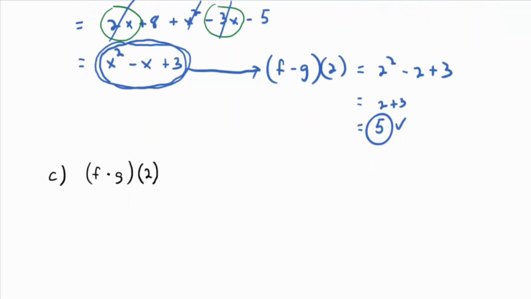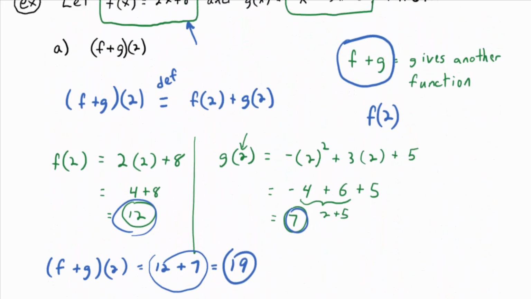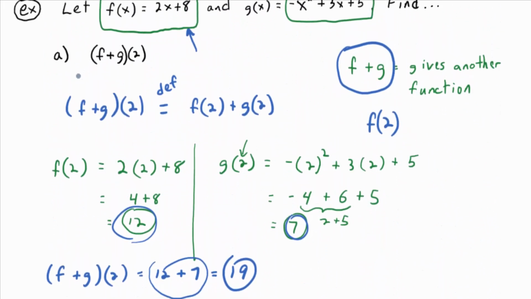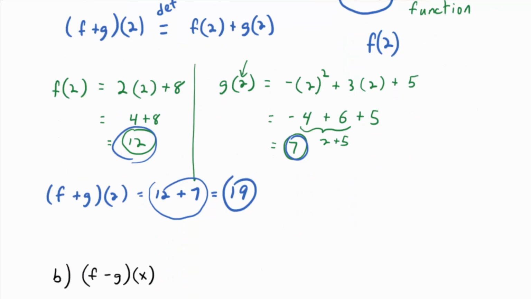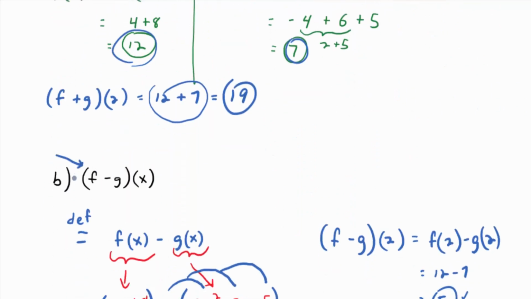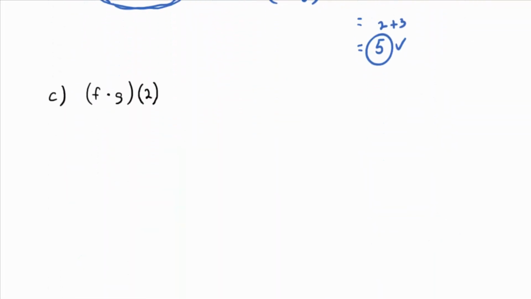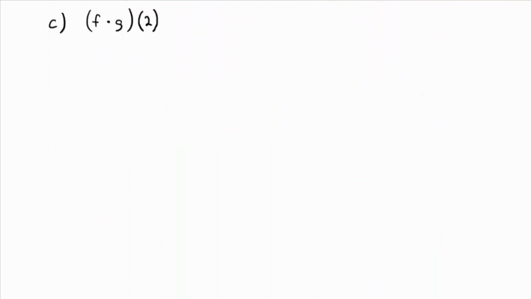Okay. So look at what we've done. We've analyzed how to add two functions together, right? And subtract them. They're very similar, right? The definition, f plus g of x is f of x plus g of x. F minus g of x is f of x minus g of x. So just based on that pattern, how do you think we're going to break up f times g of 2? So this is multiplication.